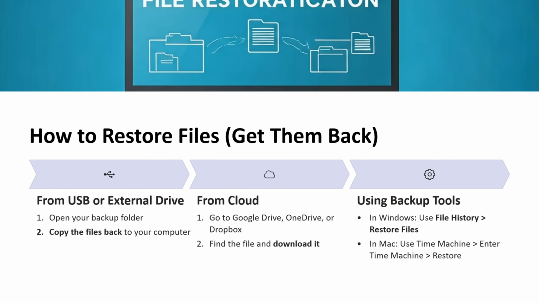How to restore the files? In the case of a USB or external drive, open the backup folder and copy the files back to your computer. In the case of cloud, go to Google Drive, OneDrive or Dropbox, find the file and download it to your computer. If you use backup tools, in the case of Windows, use the Restore Files option in File History. In the case of Mac, you can restore using Time Machine.